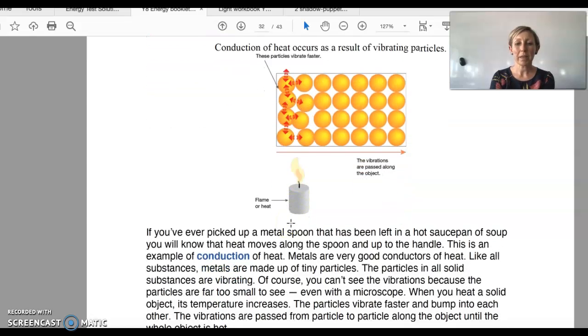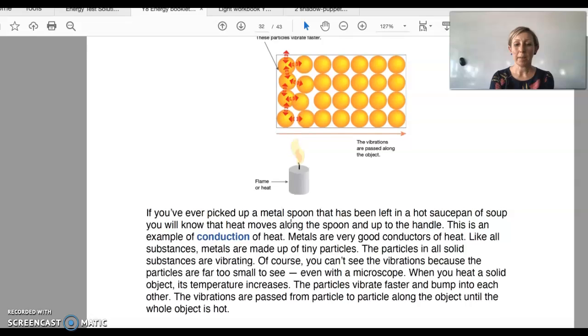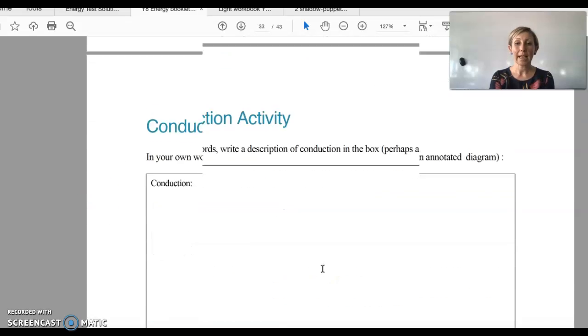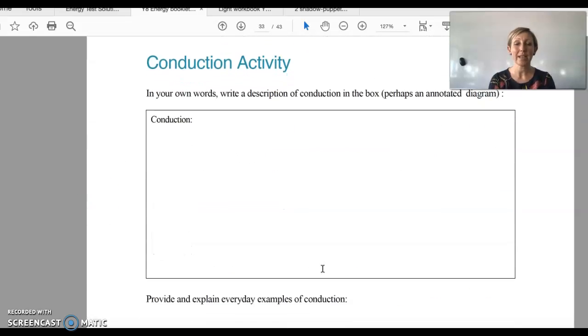So that's probably the most important type of heat energy transfer that you need to be able to describe, and it depends on the close proximity and direct contact between the particles. So read through your booklet and ensure that you have conduction of heat energy in your Quizlet.